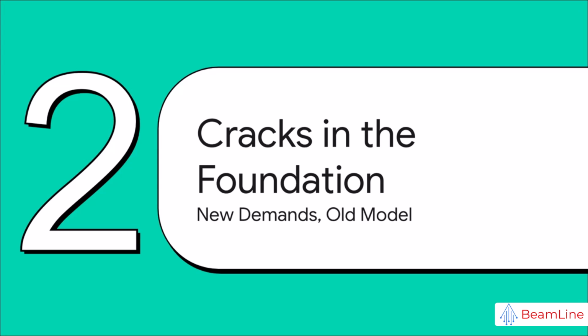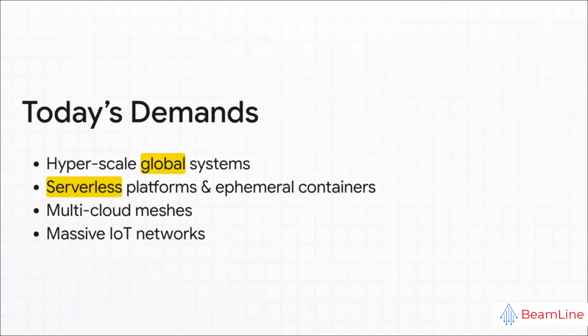But the world has changed. The very definition of scale has been completely rewritten, and the challenges we face today are putting some serious pressure on this elegant model. I mean, just think about it. We're not building for a single data center anymore. We're building for hyperscale global systems that stretch across multiple clouds. We're using serverless platforms where compute resources just appear, do their job, and vanish in milliseconds. We're connecting billions of IoT devices. These are environments OTP was simply never designed for.